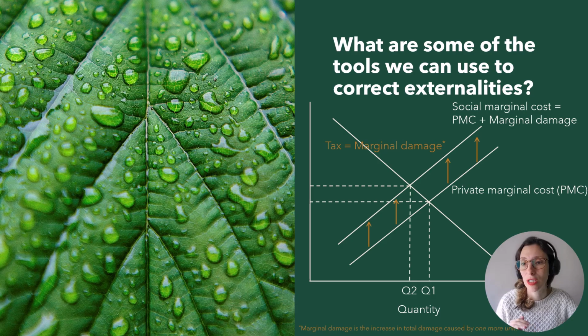The graphic shows that the socially optimal level of production is Q2, yet because of the market failure, the market produces Q1. So to internalize the externality, the private marginal cost must be equal to the social marginal cost. And this is achieved by imposing a tax, in this example, equal to the marginal damage generated by the private decision. And what is the marginal damage? It is equal to the vertical difference between the private marginal cost curve and the social marginal cost curve.